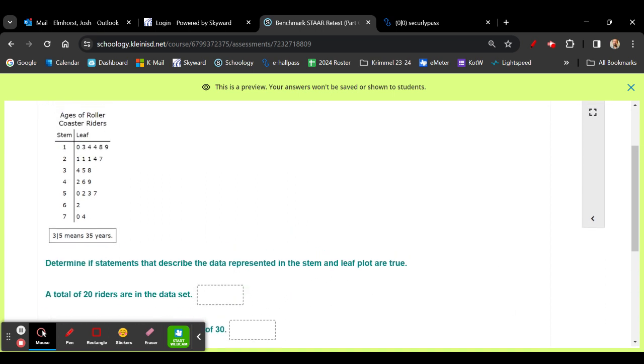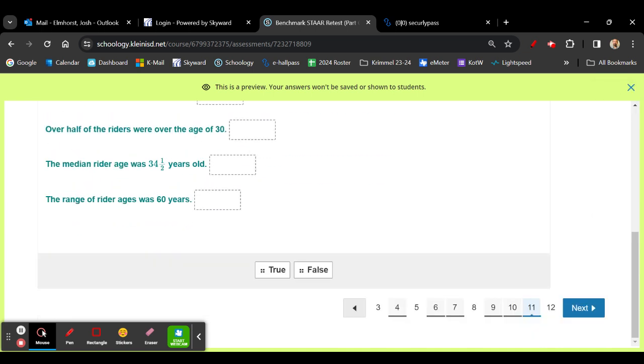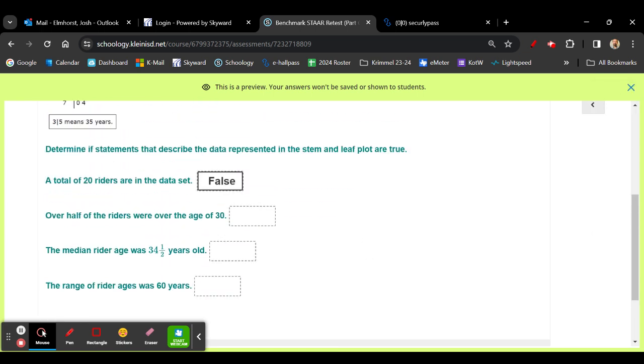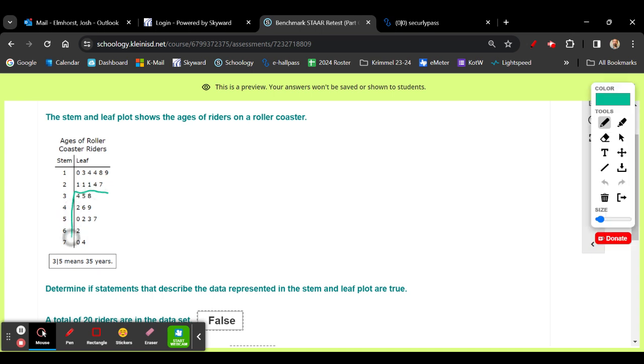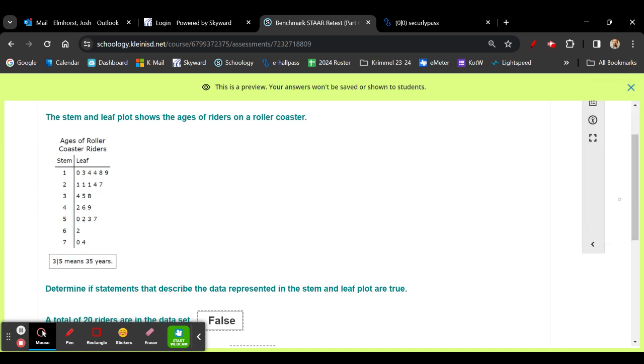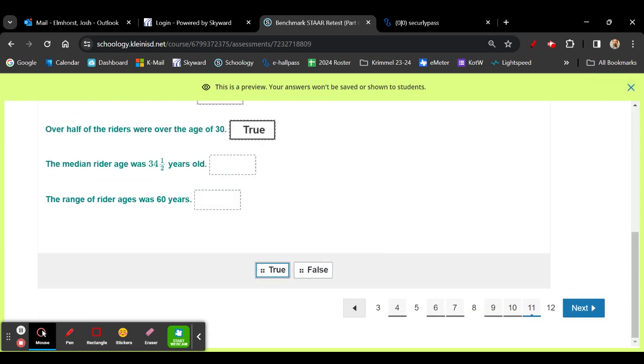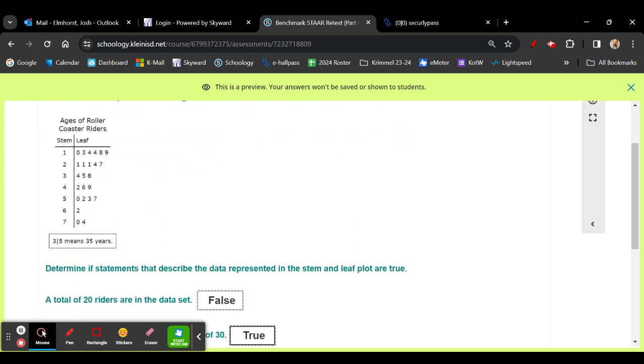Determine if it's true. A total of 20 riders are in the data set. So we've got 1, 2, 3, 4, 5, 6, 7, 8, 9, 10, 11, 12, 13, 14, 15, 16, 17, 18, 19, 20, 21, 22, 23, 24. So that is false. There's 24. Over half the riders were over age 30. So over half the riders, so there's 24. So we need 1, 2, 3, 4, 5, 6, 7, 8, 9, 10, 11, 12, 13. That is over half. That's true.